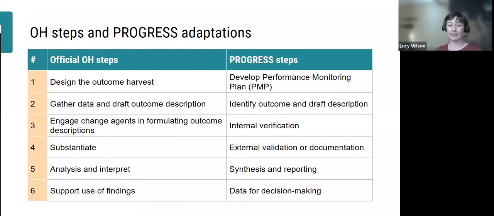We gathered a lot of data and drafted outcome descriptions, but we talked more about identifying outcomes and drafting. And while Heather referred to engaging change agents, I was thinking about how we verified our outcome descriptions initially internally among project staff. Our version of substantiation was external validation and documentation for the outcomes. And our version of analysis and interpretation would have been synthesis and reporting.